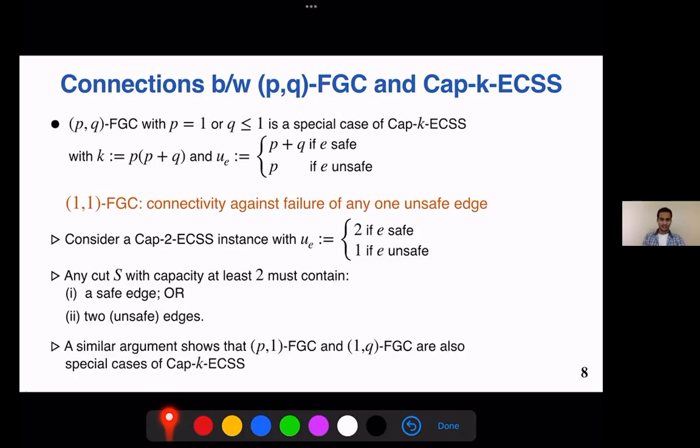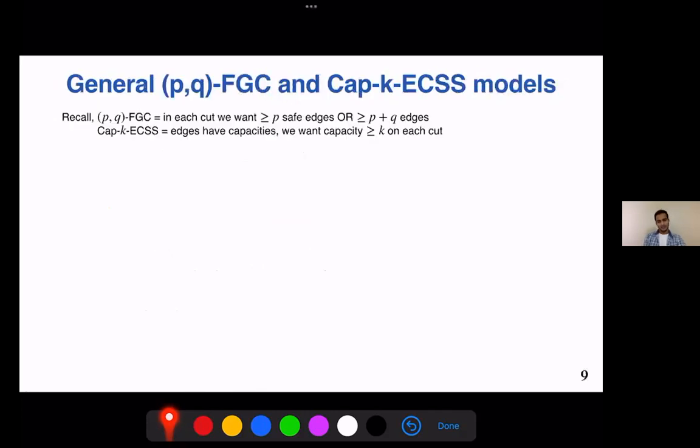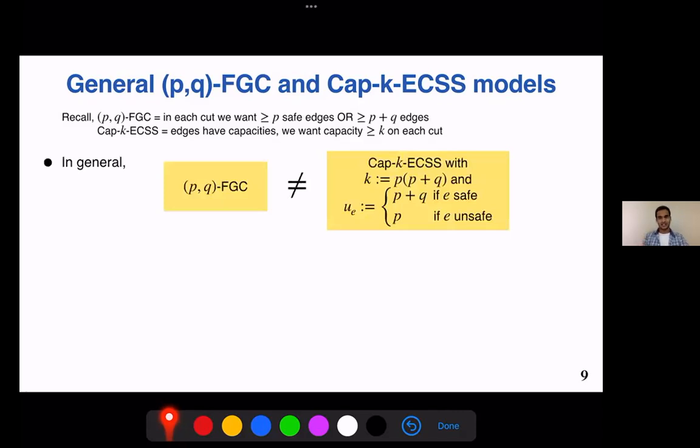A similar argument shows that (P,1)-FGC and (1,Q)-FGC can also be cast as special cases of the capacitated k-ECSS problem. So what can we say about general versions of PQ-FGC and capacitated k-ECSS? In general, they might be incomparable. In particular, I'll give an example showing that PQ-FGC is not the same as Cap-k-ECSS, with k set to P times (P plus Q), safe edges having a capacity of P plus Q, and unsafe edges having a capacity of P.